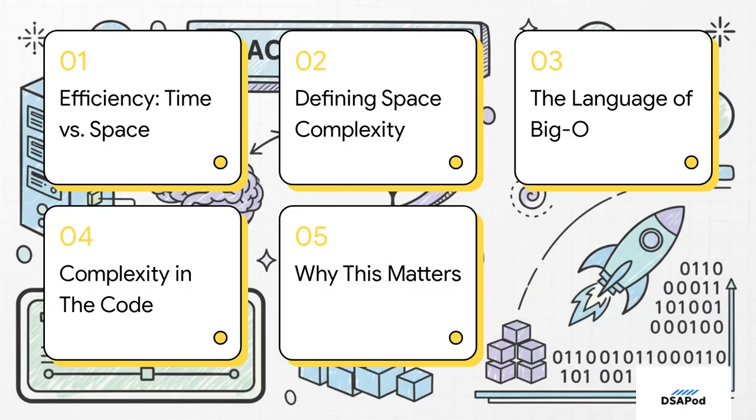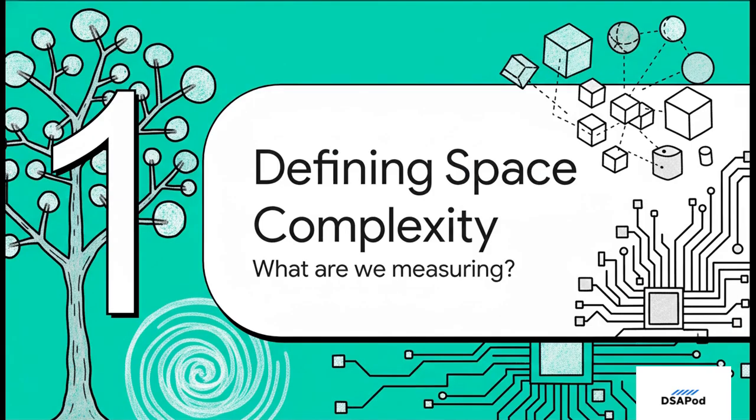Okay, here's the game plan. We'll start by comparing time and space, then we'll nail down a solid definition for space complexity, learn the lingo of Big O, see it all in action with some actual code, and then wrap up with why this is so critical. All right, so let's get right into it.